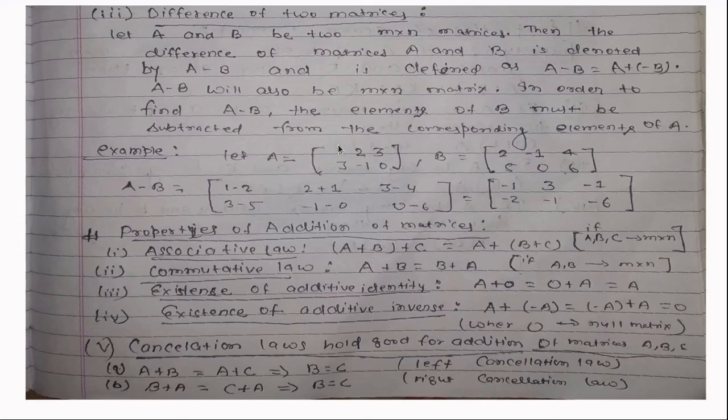first row, first column elements of matrix A, and first row, first column of matrix B, perform the subtraction. Similarly, 2 minus 1, then minus minus gives positive, 3 minus 4, and 3 minus 5, and 1 minus 1, minus 0. Now 0 minus 6, then we get minus 1, 3 minus 1, 2 minus 2, minus 1 minus 6.